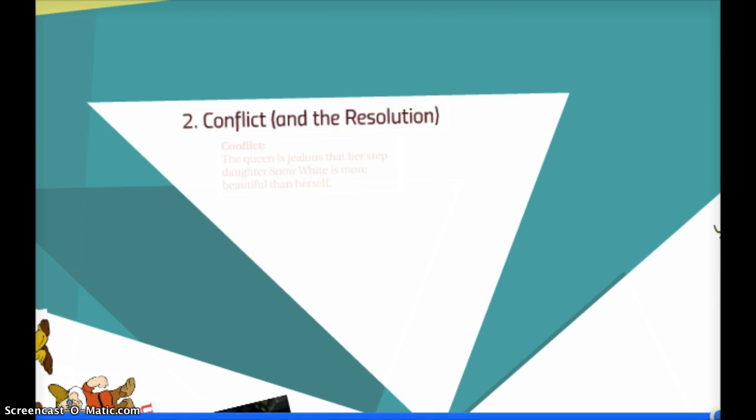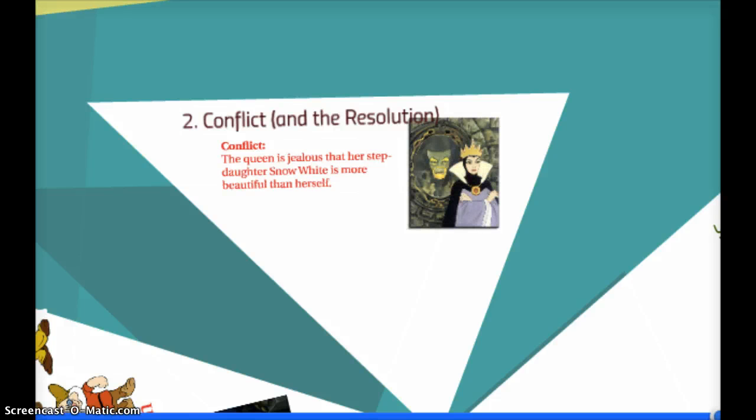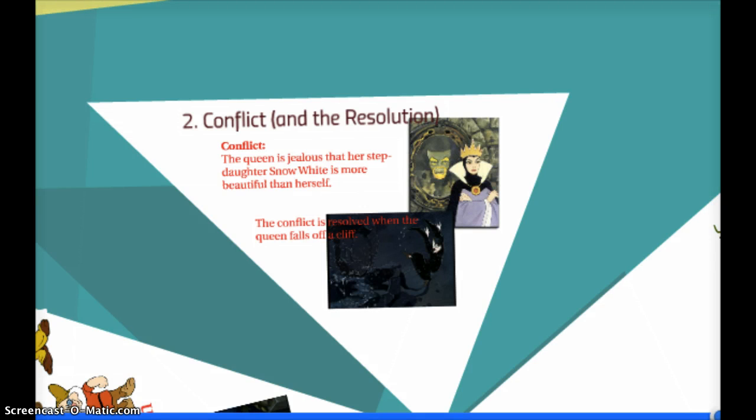All right, what's the conflict? Well, the conflict is that the Queen is jealous that her stepdaughter Snow White is more beautiful than herself. Remember, mirror, mirror on the wall, who's the fairest of them all? Well, that's finally resolved when the Queen falls off a cliff. Therefore, no more problems. She can't be jealous anymore because, well, she's not alive.